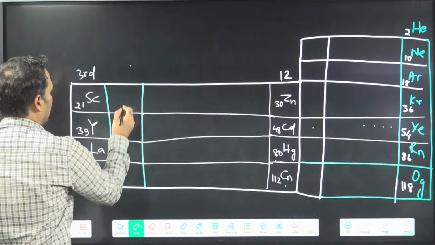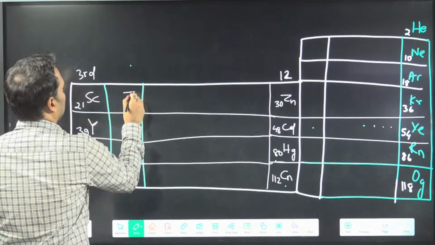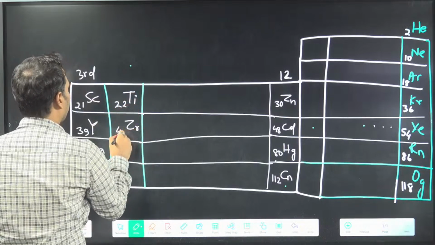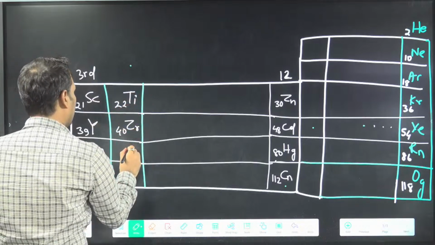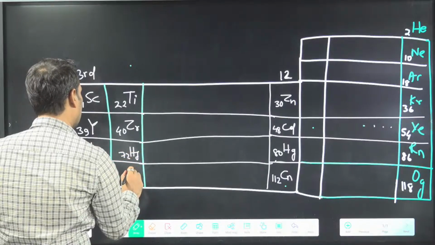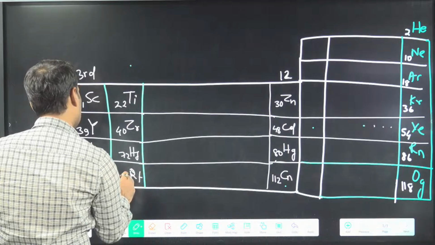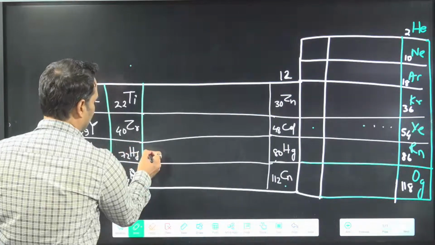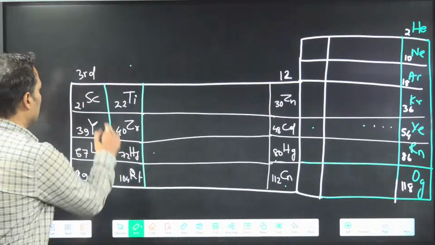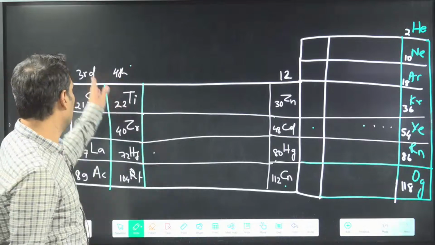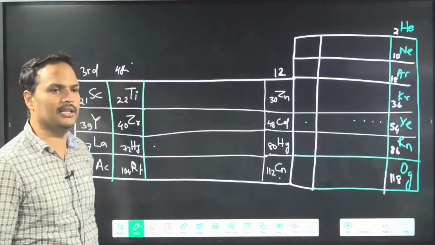This is your 89. Then we are having here titanium 22. Then we are having zirconium 40. Then we are having here hafnium 72. Then we are having here rutherfordium, Rf, 104. So if anyone asks you 73, you can tell quickly. This is your third group, this is your fourth group. You will say clearly fifth group.